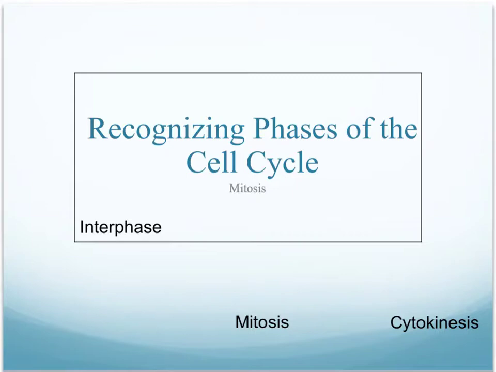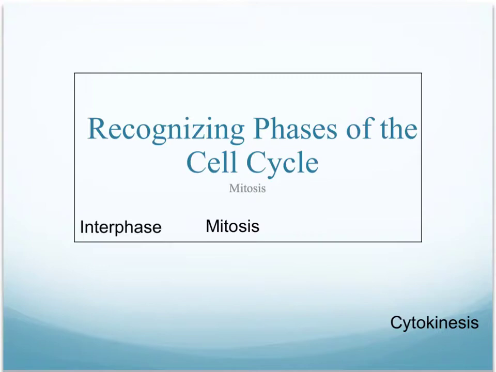The next stage of the cell cycle after interphase is mitosis. Mitosis, by definition, is the division of the nucleus. It has four substages: prophase, metaphase, anaphase, and telophase. In this video, we're going to focus on recognizing each of those phases.